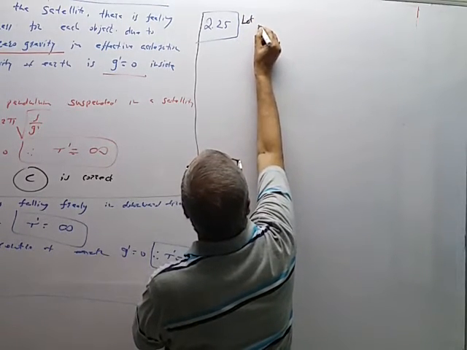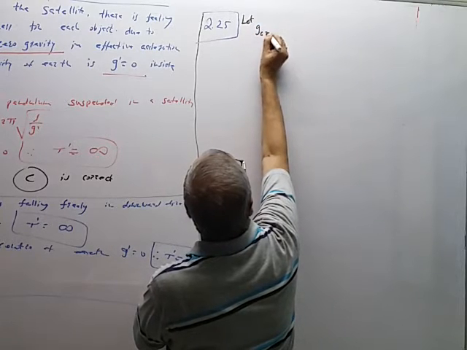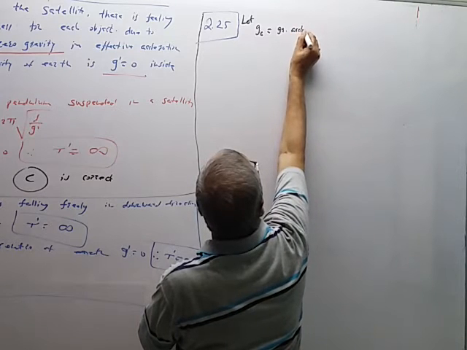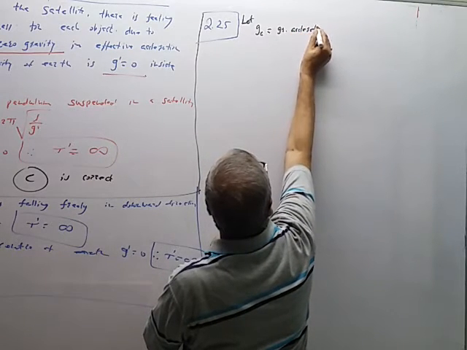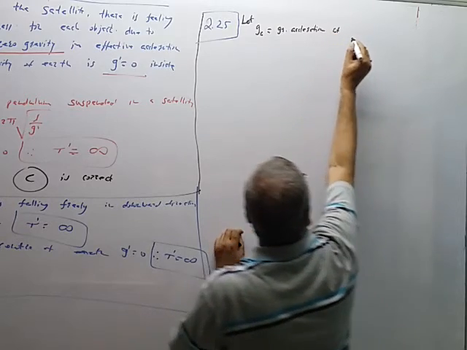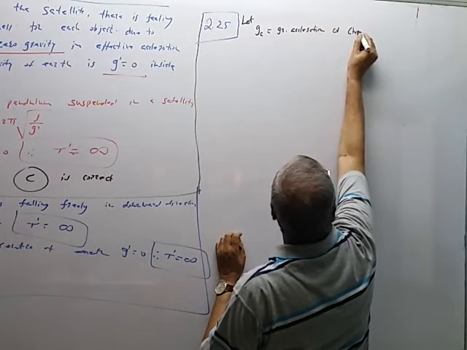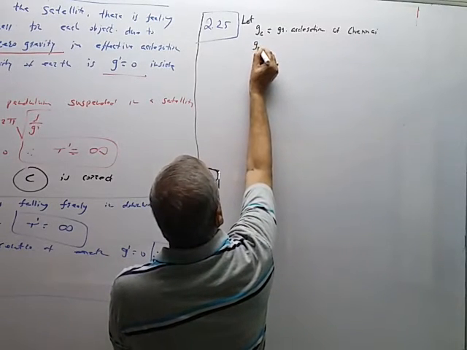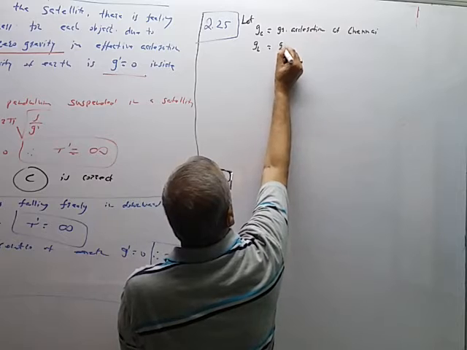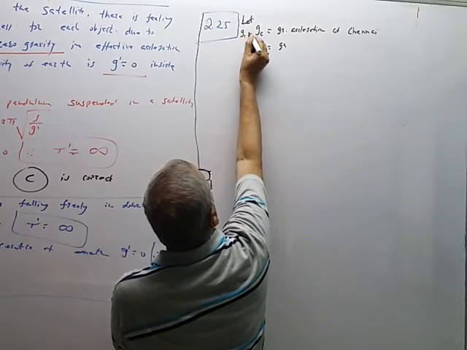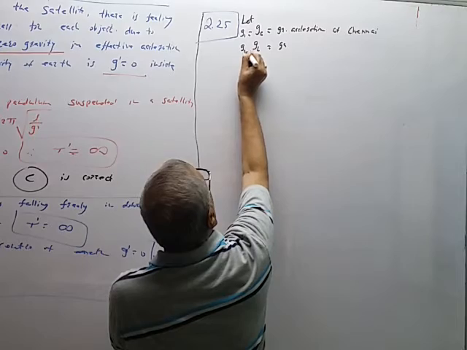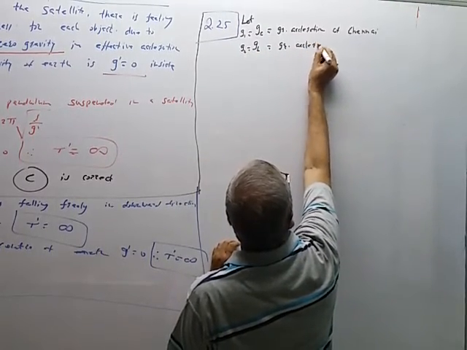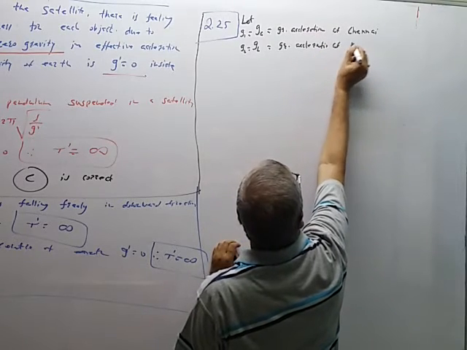Let GC be the gravitational acceleration at Chennai, and GL the gravitational acceleration at London.